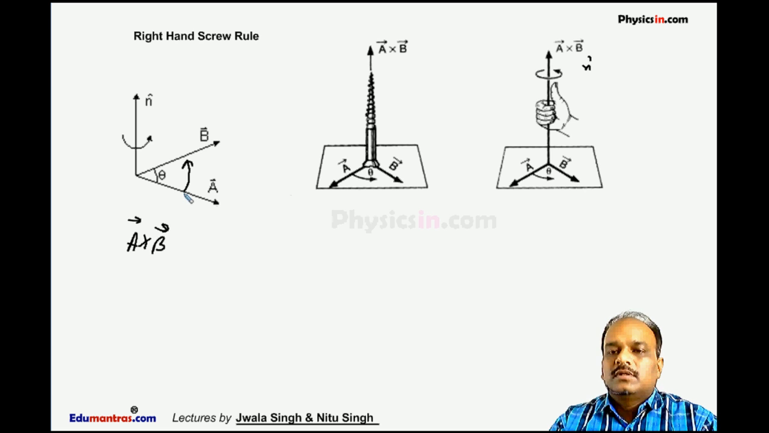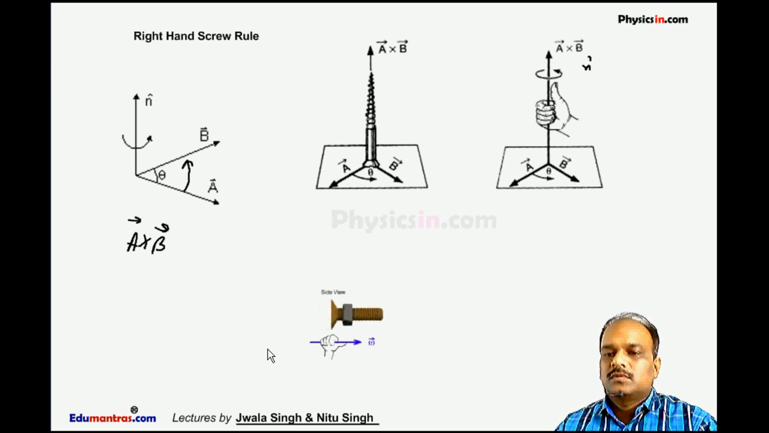Again I am saying A cross B means we will rotate this vector A towards this vector B and hold the finger like this. If the direction of rotation is represented by the direction of rotation of this finger, then the thumb will point in the direction of this n cap. This law is also called right hand screw rule. See the movement of screw. If we rotate this screw in the direction of the rotation of this finger, then the thumb will point in the direction of this vector n cap.